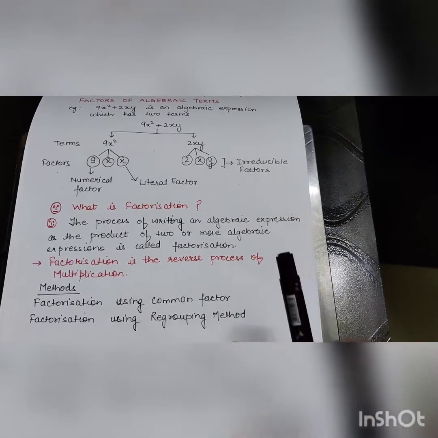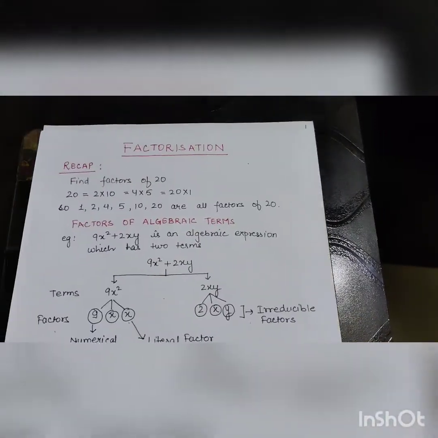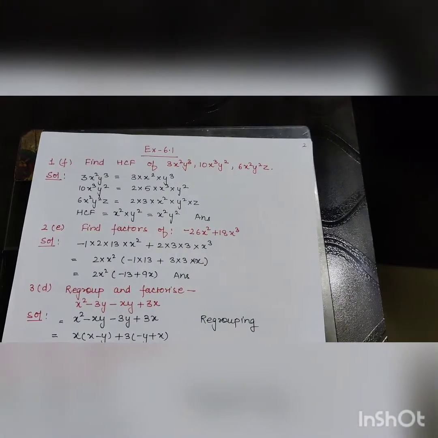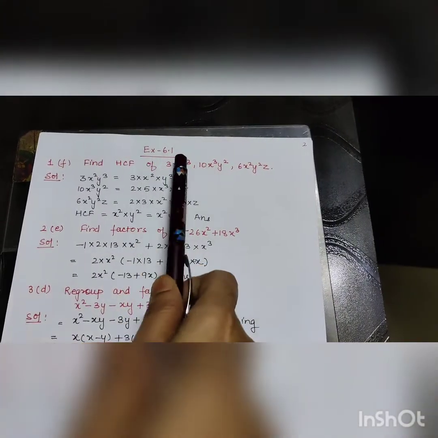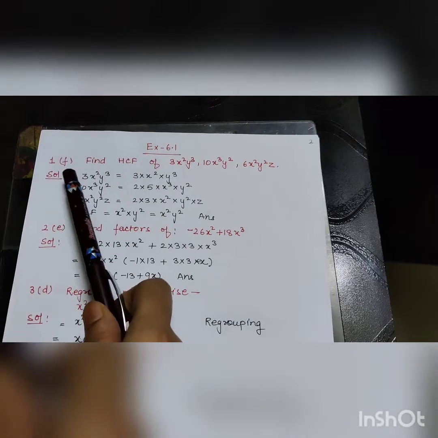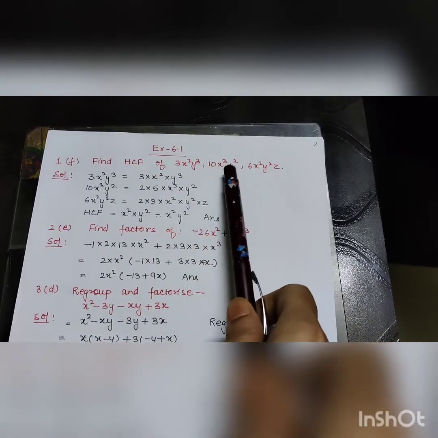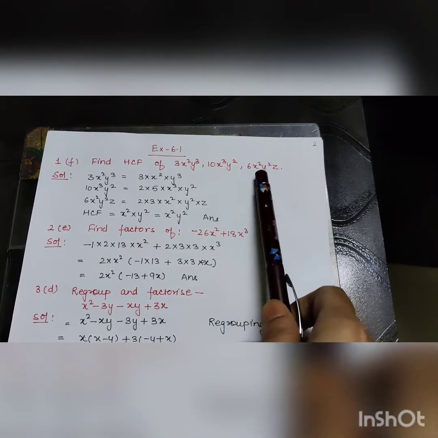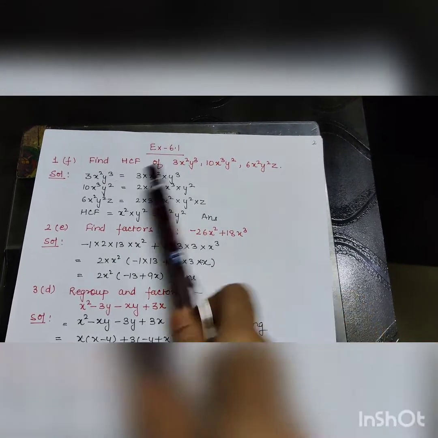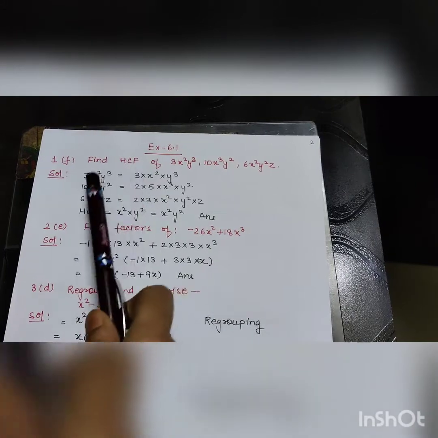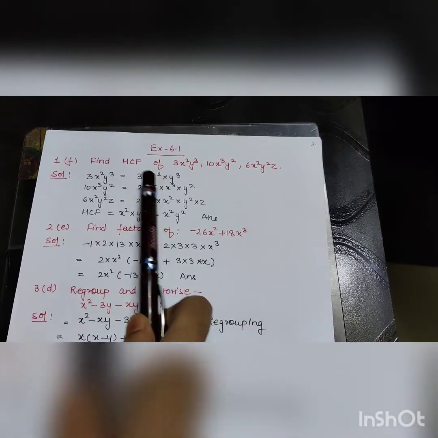So let's begin with the first exercise using these two methods. Exercise 6.1, question number 1, F part. Find the HCF of 3x square y cube, 10x cube y square and 6x square y square z. We have to find the factors of these first.